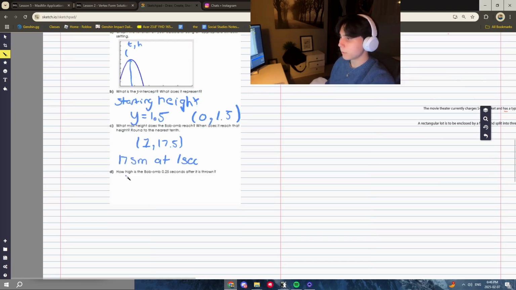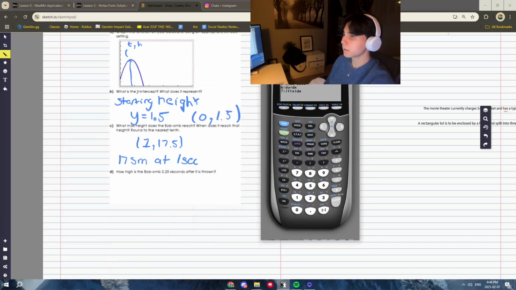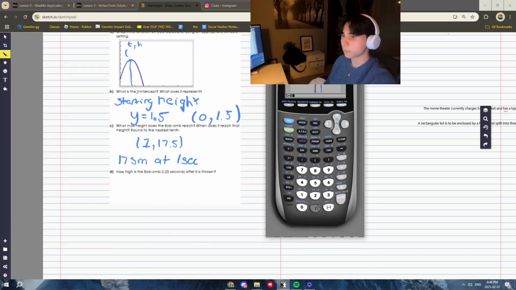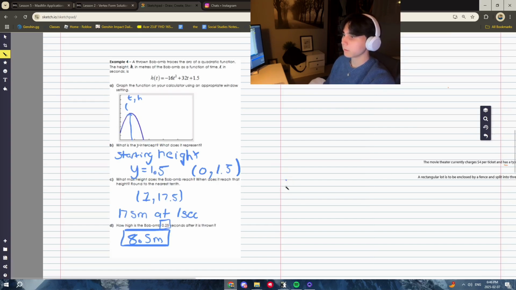Alright, nice. So now we have how high is the bomb after 0.25 seconds. We know seconds in this case is equal to x. So what we can do is replace our x with 0.25. Remember that second trace value actually finds a value of x on your graph. So you just put 0.25 and you get that at x equals 0.25, y is equal to 8.5 meters. We're just plugging in this 0.25 as a value in our calculator, and that's effectively how you're going to do this. It's pretty easy.